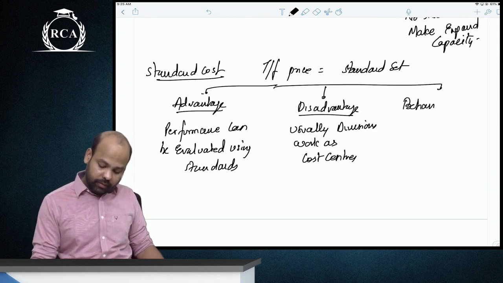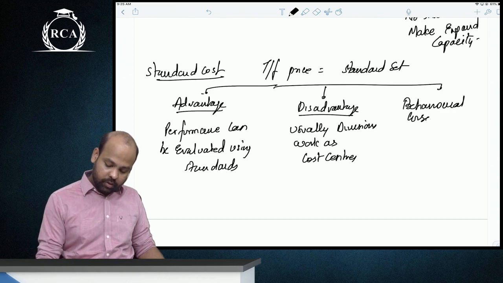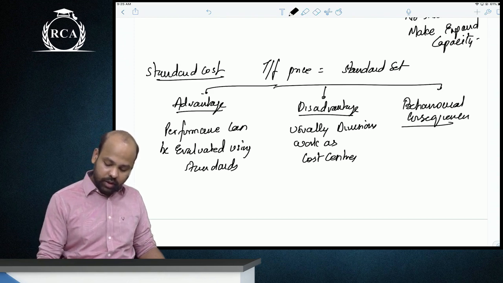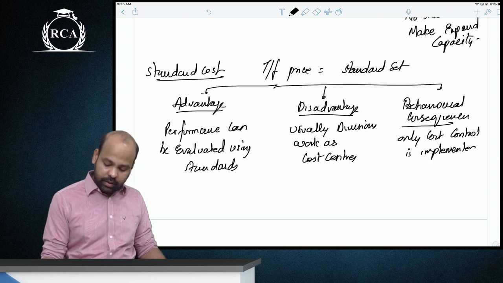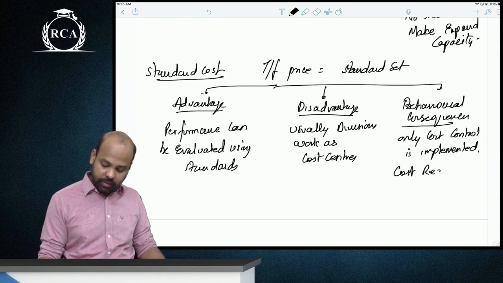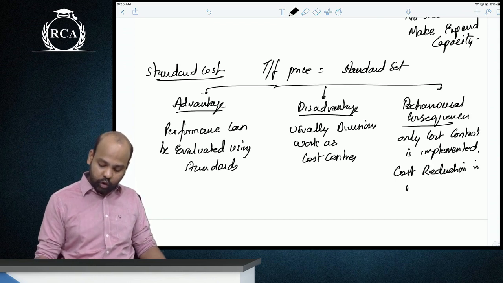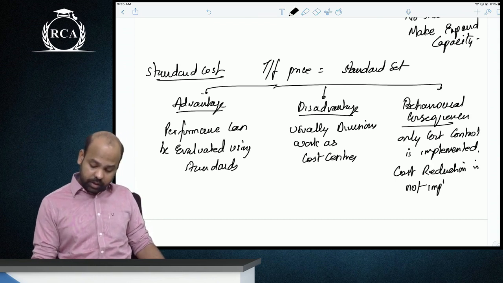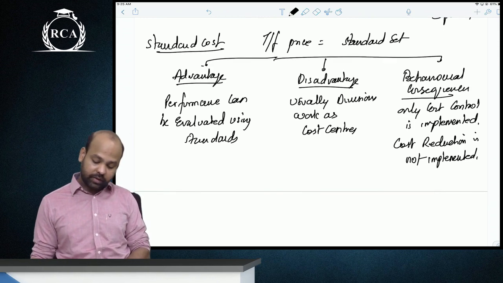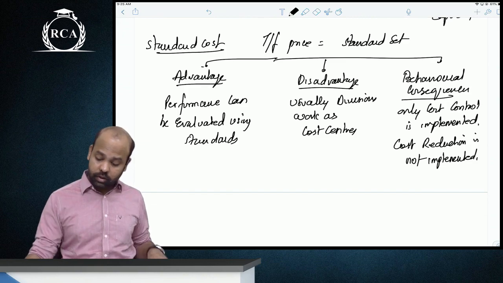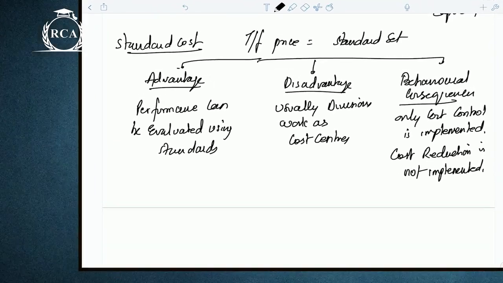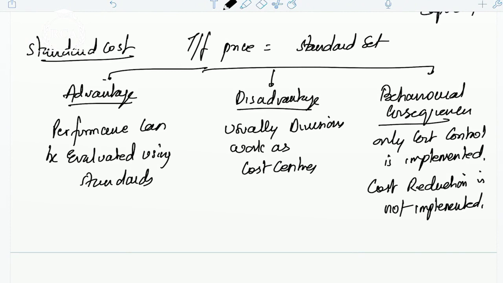Behavioral consequences, guys. Remember, guys, only cost control is implemented, beta. Cost reduction is not implemented. Cost reduction is a real reduction, guys. I hope everyone knows this is not implemented. Copy kar lo, beta. This is standard cost, guys. I'm zooming in as such, guys. You will pause and copy this as well. I want all of this, beta, to be there in your notes. Please copy this, guys. All of you, beta, copy this.